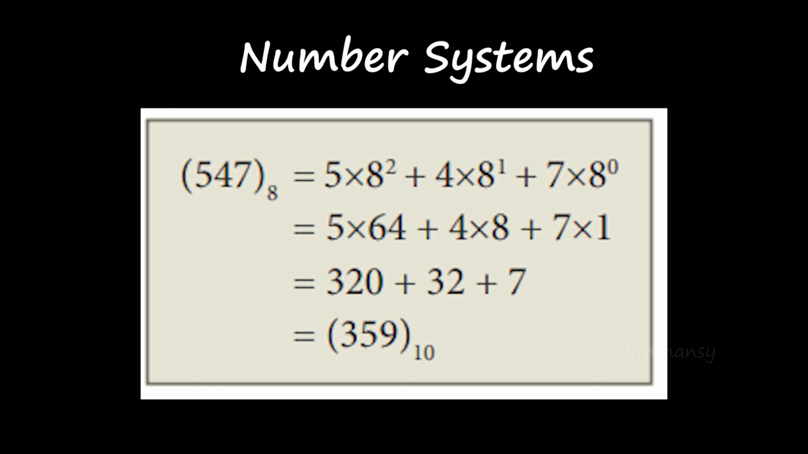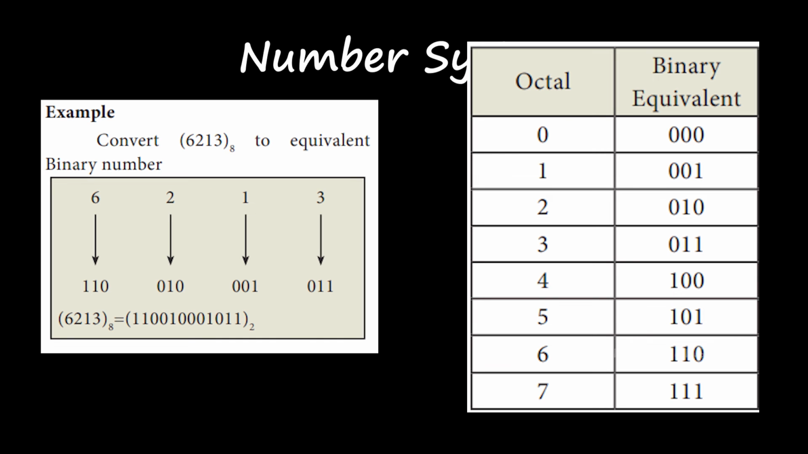In this method you will just multiply the values by 8 power 0, 8 power 1, 8 power 2, 8 power 3, likewise, and you will multiply and add all the values at the end and you will get the decimal equivalent. Okay, and octal to binary is the same as we saw for binary to octal only.